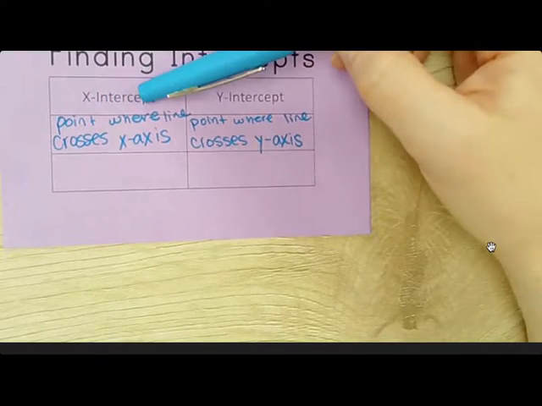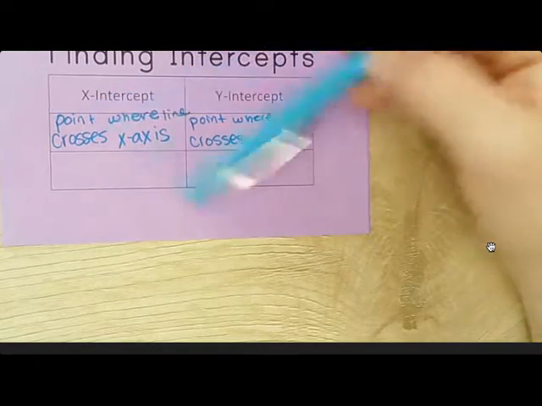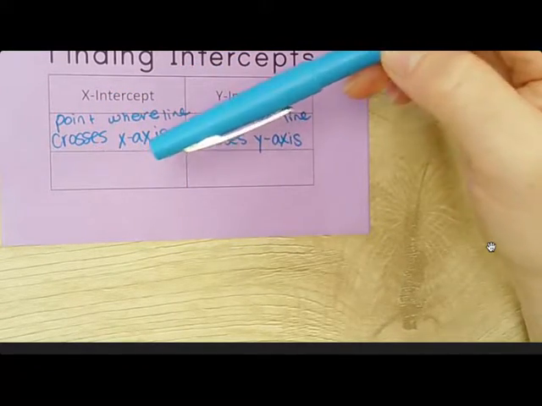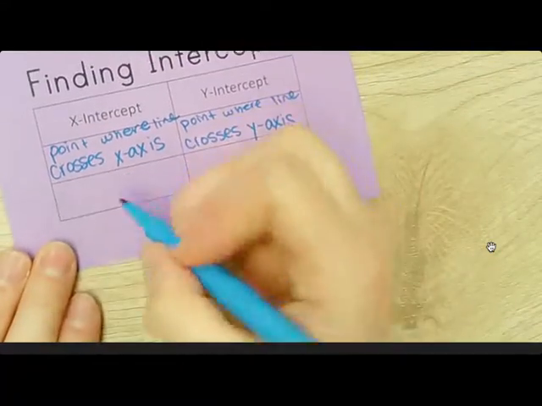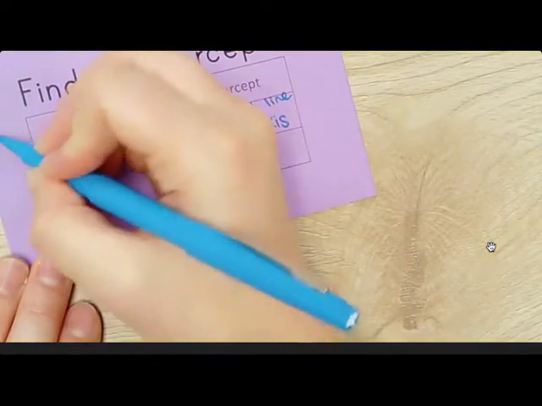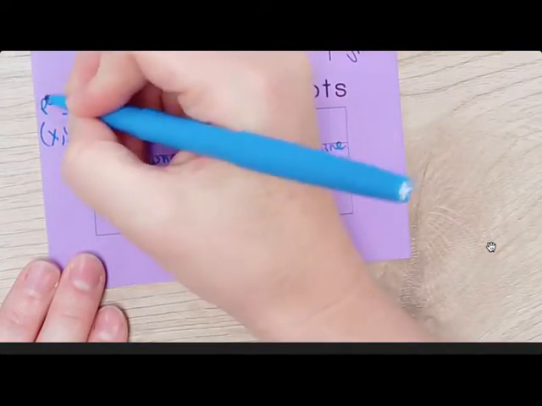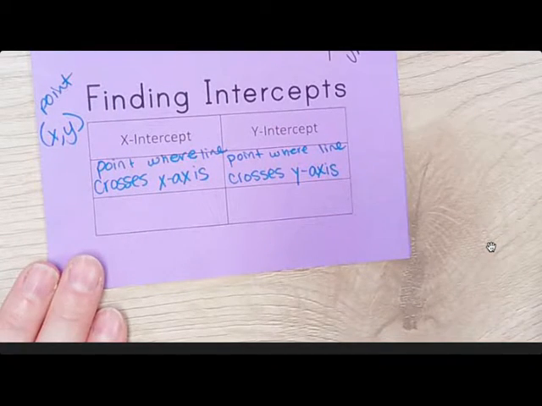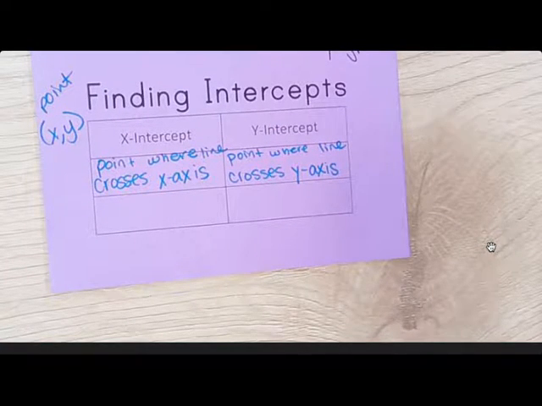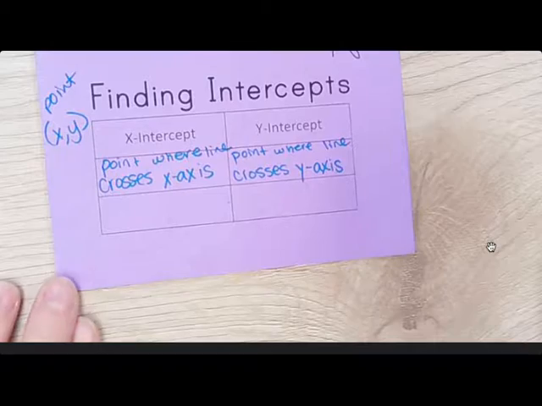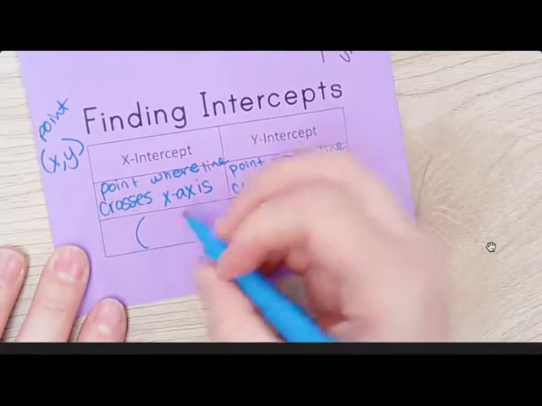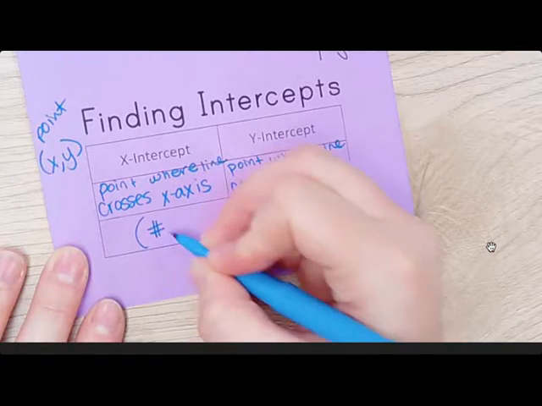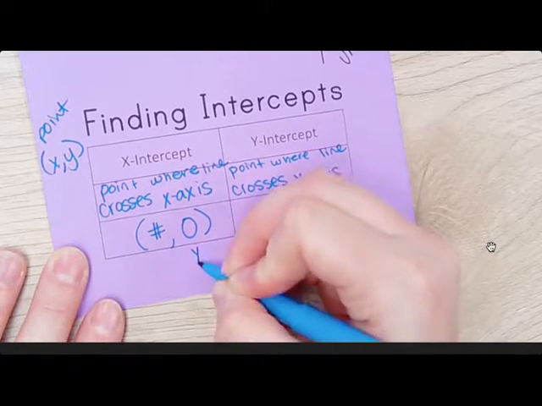So since it's an x-intercept, we're talking about a point. The x-intercept will not just be a number, it's going to be a point. So points are written as (x, y), right? That's a point. So with your x-intercept, you're going to have a number for x and a 0 for y.